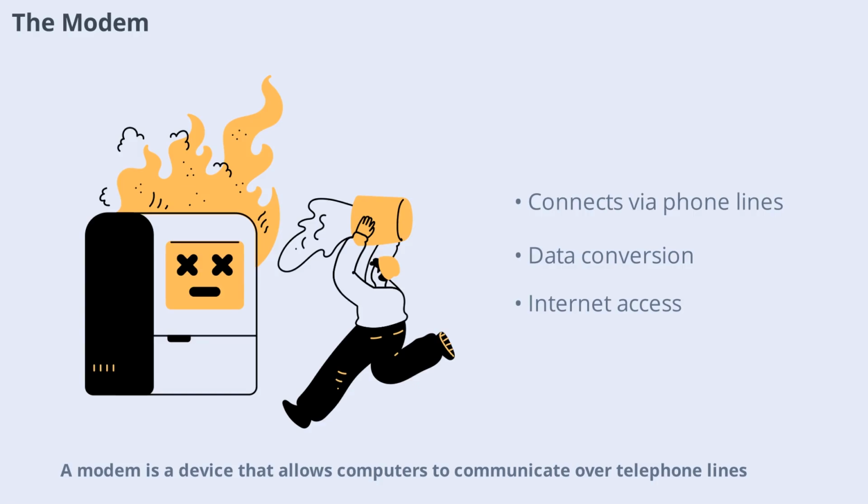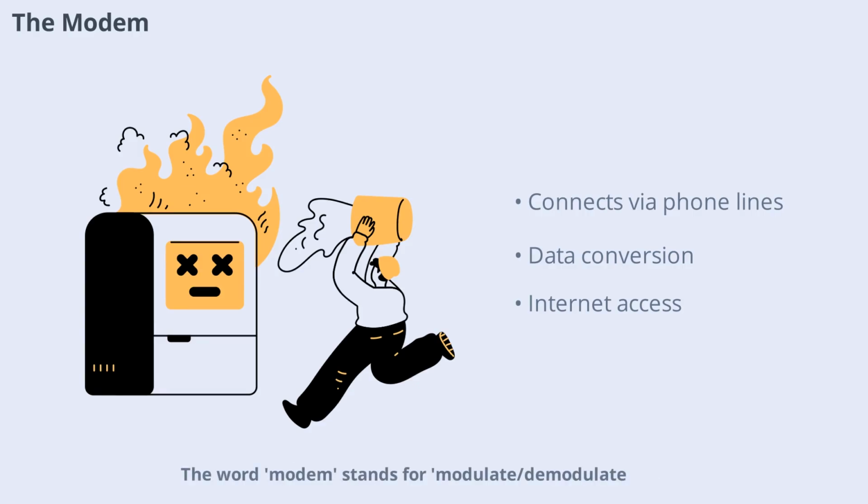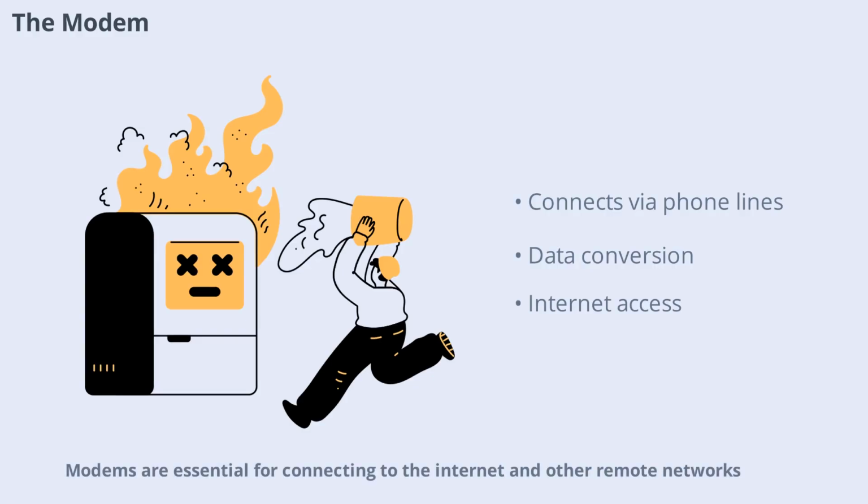A modem is a device that allows computers to communicate over telephone lines. The word modem stands for modulate-demodulate. It converts digital data from your computer into a format suitable for transmission and then back again at the receiving end. Modems are essential for connecting to the internet and other remote networks.